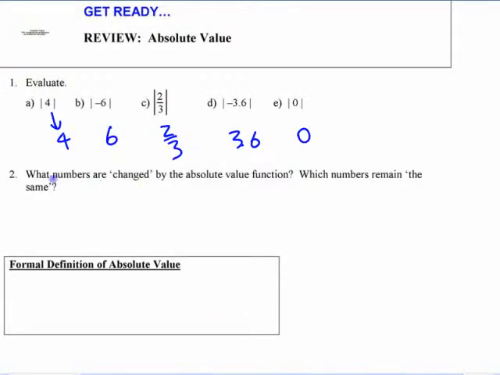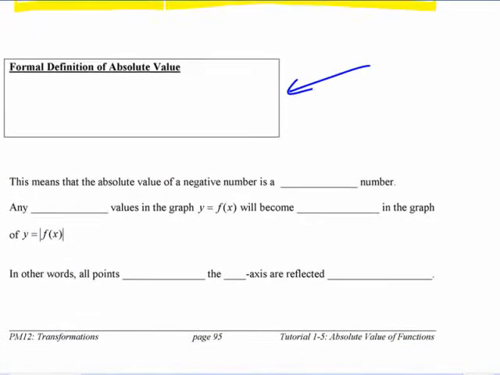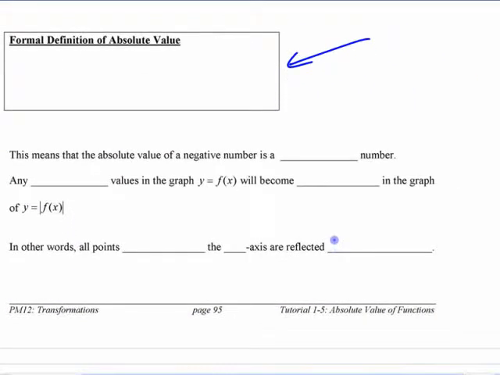Which numbers change? This is the key to this absolute value graph. Which numbers changed? The negative ones, right? That one changed. It became positive. That one changed. 0 or positive numbers stay the same. Negative numbers become positive. If you want at some point to put a definition in there of absolute value, that's fine with me.